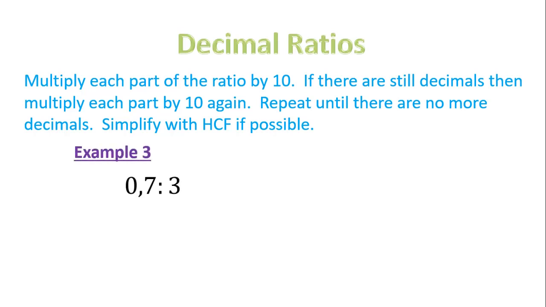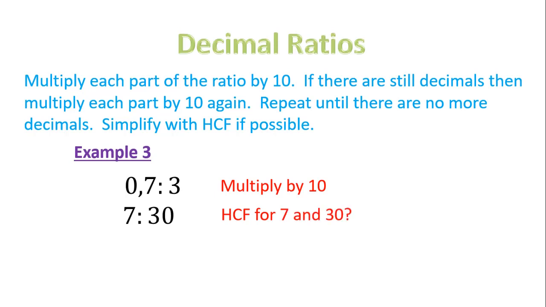Here's example 3. 0,7 to 3. So we can see straight away it's a decimal, and we multiply each one by 10. So 0,7 times 10 gives me 7, and 3 times 10 gives me 30. Now we look at them again. 7 to 30, no more decimals. Okay, then we simplify with the HCF if possible. So the HCF for 7 and 30, hopefully you can see that it's 1. And because it's 1, we cannot simplify 7 to 30 any further.